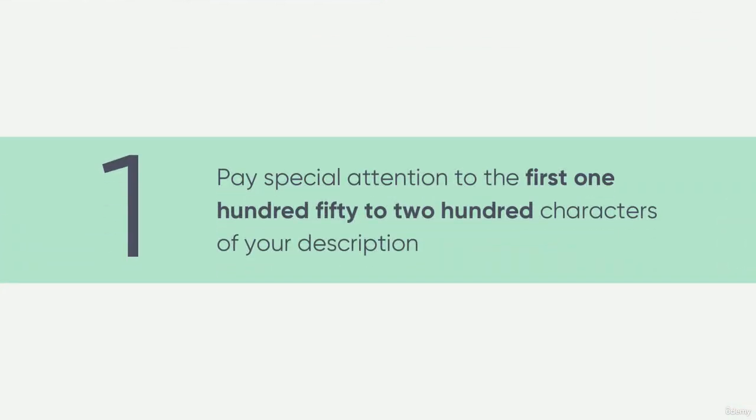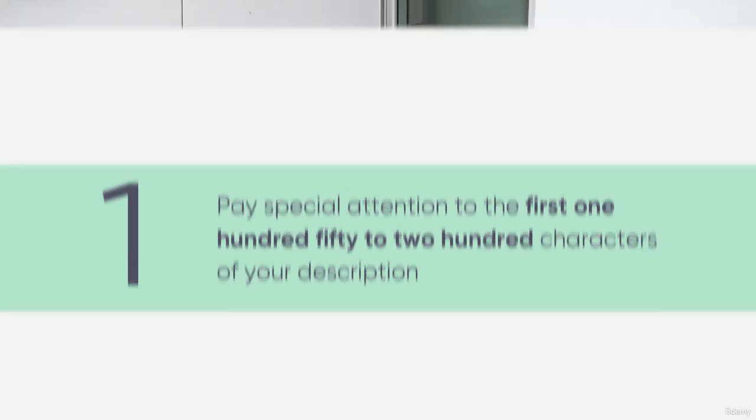Number 1. Pay special attention to the first 150 to 200 characters of your description. That's how much Upwork displays in the search results of the Freelancer catalog. The next border to look for is the first 500 characters that will be available for preview when customers open your profile in the search results.